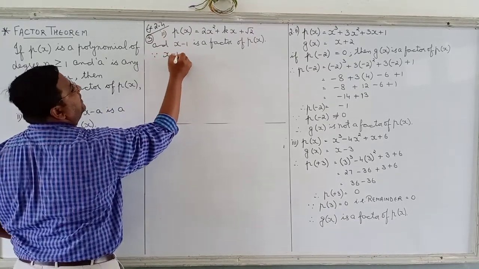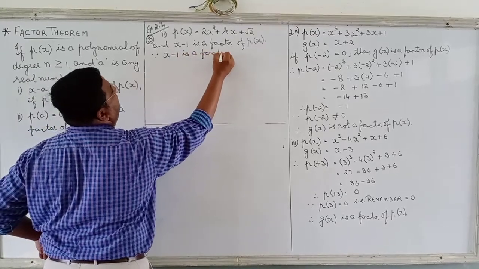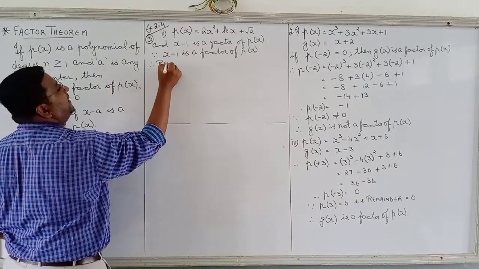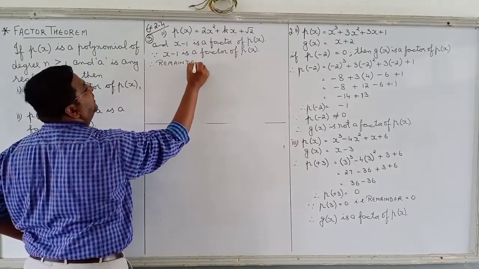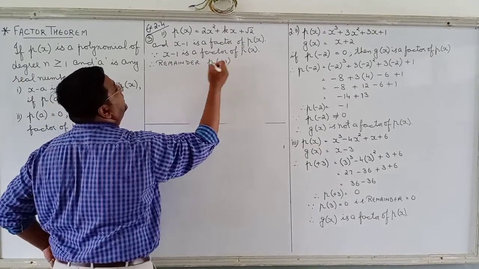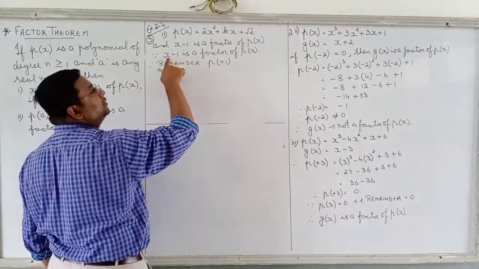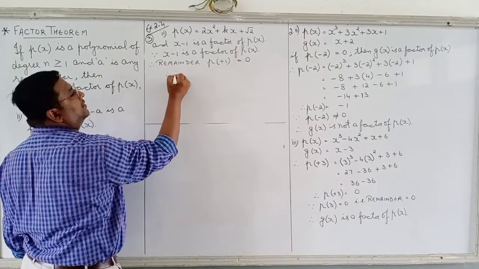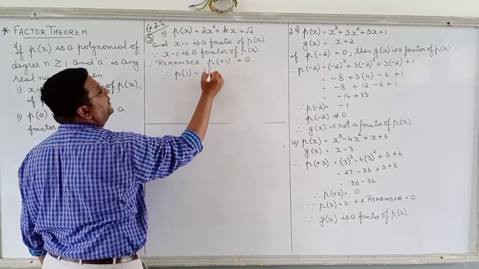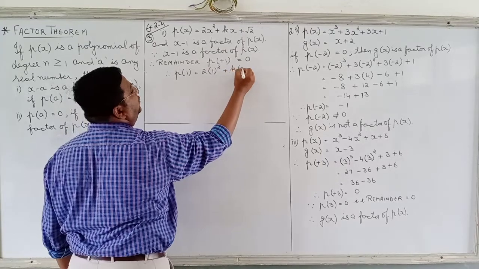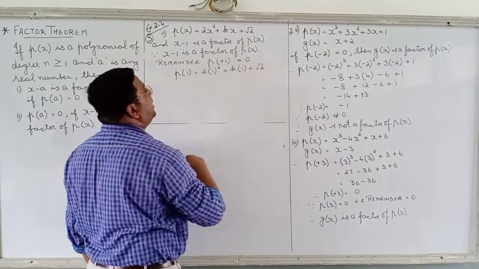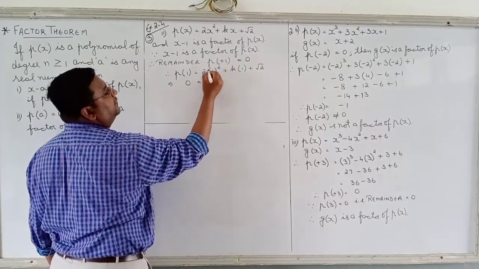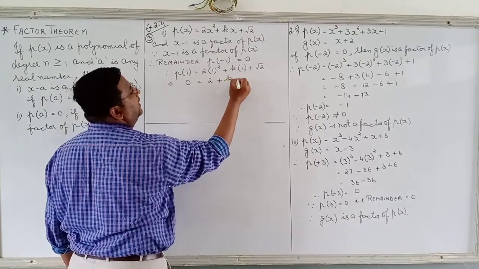Because x minus 1 is a factor of p of x, therefore the remainder p of plus 1 is equal to what? Minus 1 was a factor, so the zero is plus 1. P of 1 is equal to 0. Substitute: p of 1 is equal to 2 into 1 square plus k into 1 plus root 2. And how much is p of 1? Remainder 0. So 0 is equal to 2, 1 square 1, 1 2 is 2, k 1 is k, plus root 2.